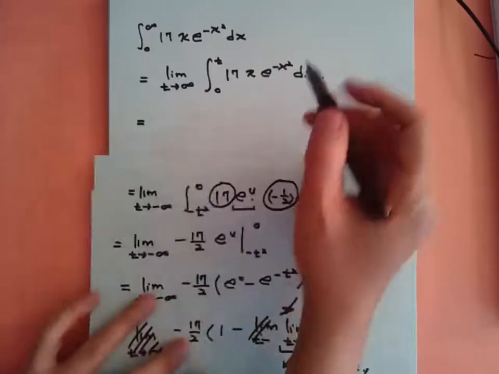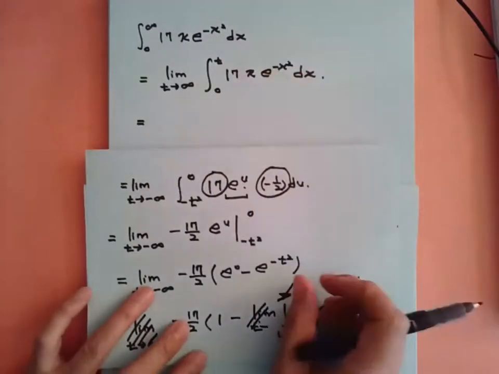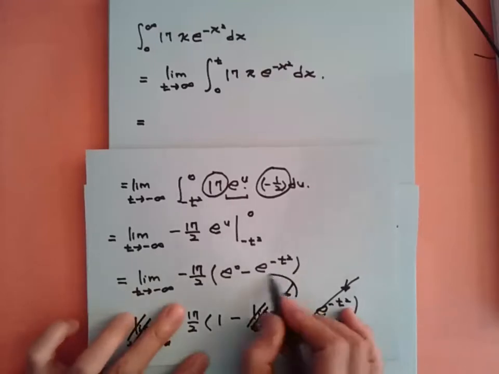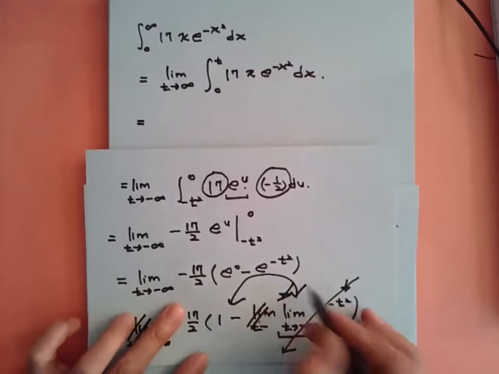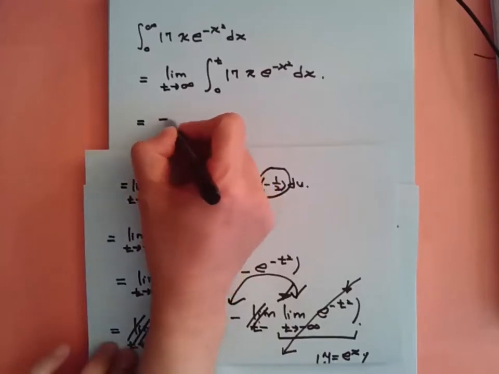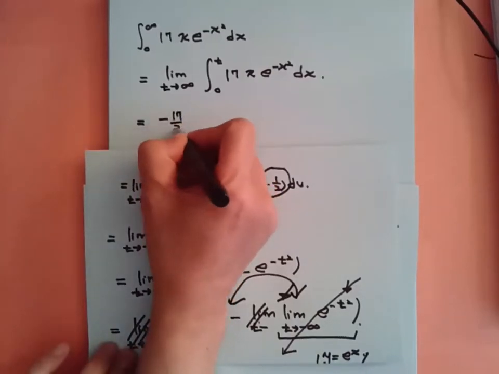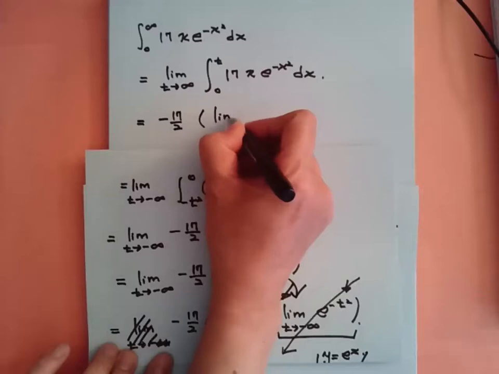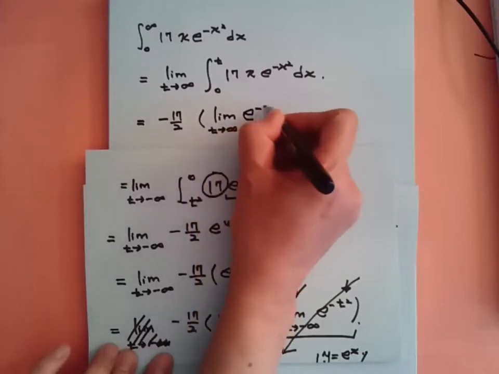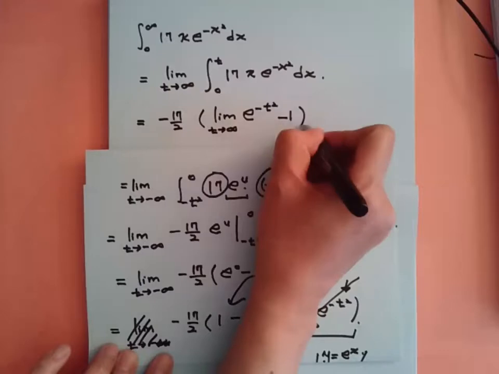So upper bound and lower bound are switched. So all we have to do is switch these two terms, right? And so we get minus 17/2, and the limit this time t goes to infinity, e to the negative t squared minus 1.